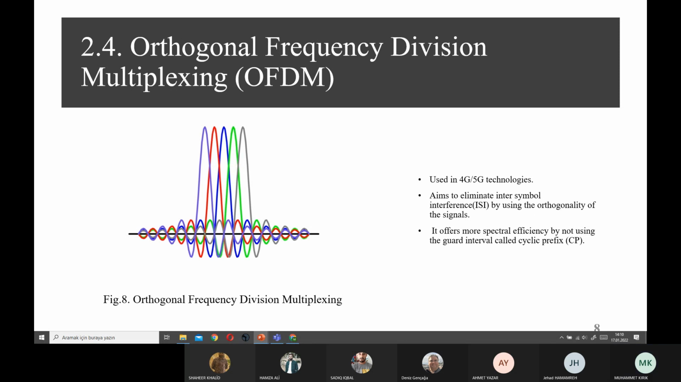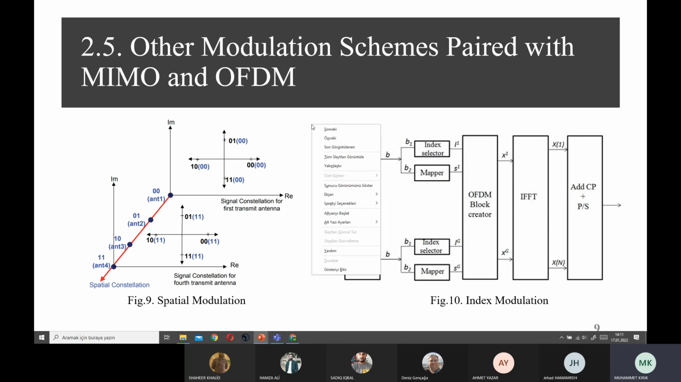Another technique that has been used in the literature for many years is orthogonal frequency division multiplexing systems. They are mainly used in 4G and 5G technologies, and it aims to eliminate inter-symbol interference by using the orthogonality of the signals. By doing that, it offers more spectral efficiency because it is not using the guard interval that we call the cyclic prefix. So if I can show you that for 1 second.